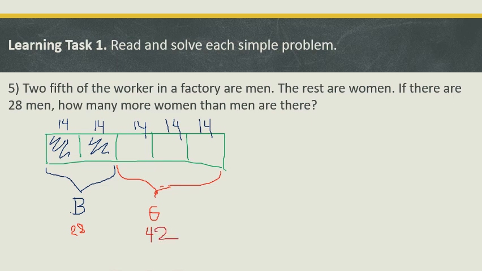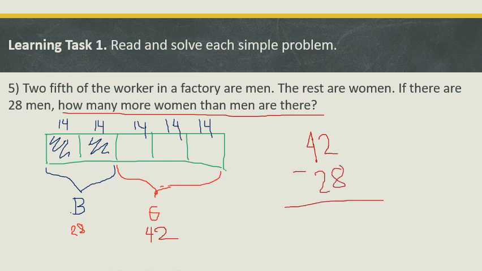Okay? So, ang tanong dito is, how many more women are there than men? Okay? So, ang "how many more" is subtraction. So, ang women is 42 minus 28 is 14. So, there are 14 more women than men. So, mas madami ng 14 ang girls kaysa boys.